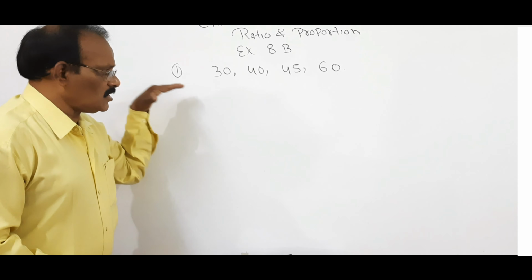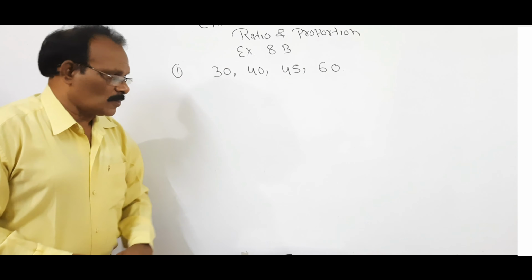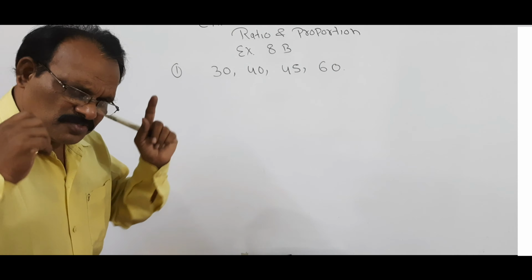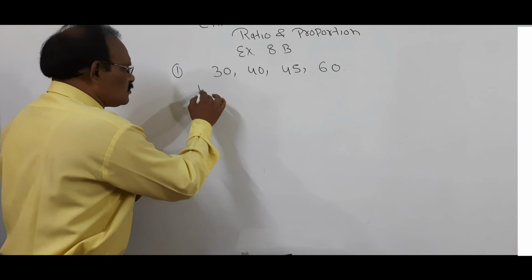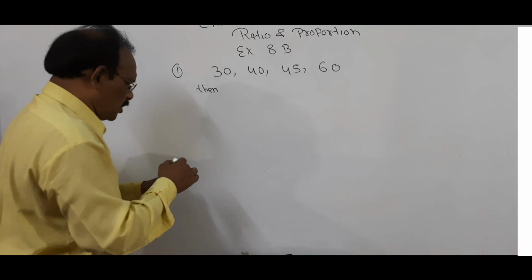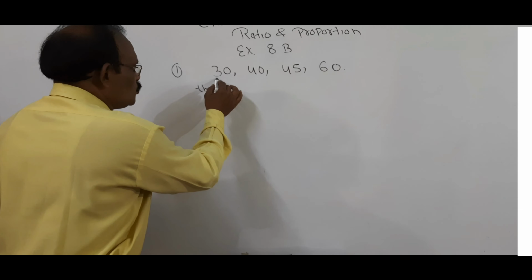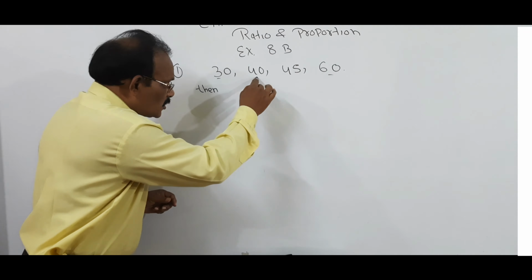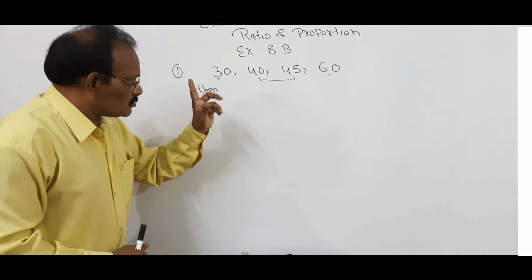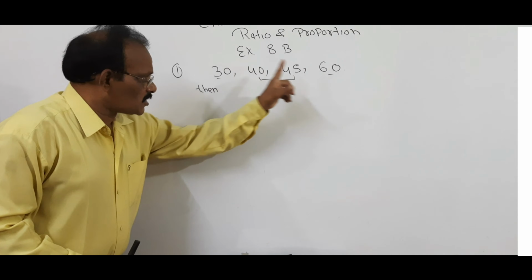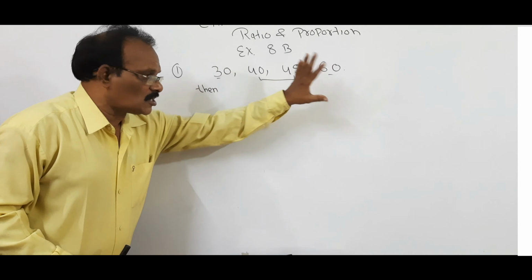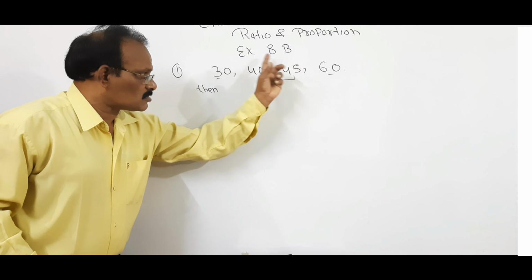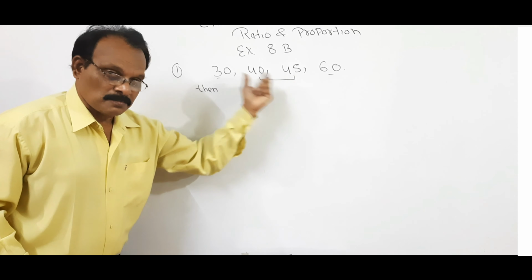हमें ये प्रूव करना है कि ये proportion में है या नहीं. तो मान लेते हैं कि ये proportion में है. Let they be in proportion. If they are in proportion, then see, the outer ones are called extremes, and the inner ones are called means. The outsides 30 and 60 are called extremes, and 40 and 45 are in the middle, so they are known as means.